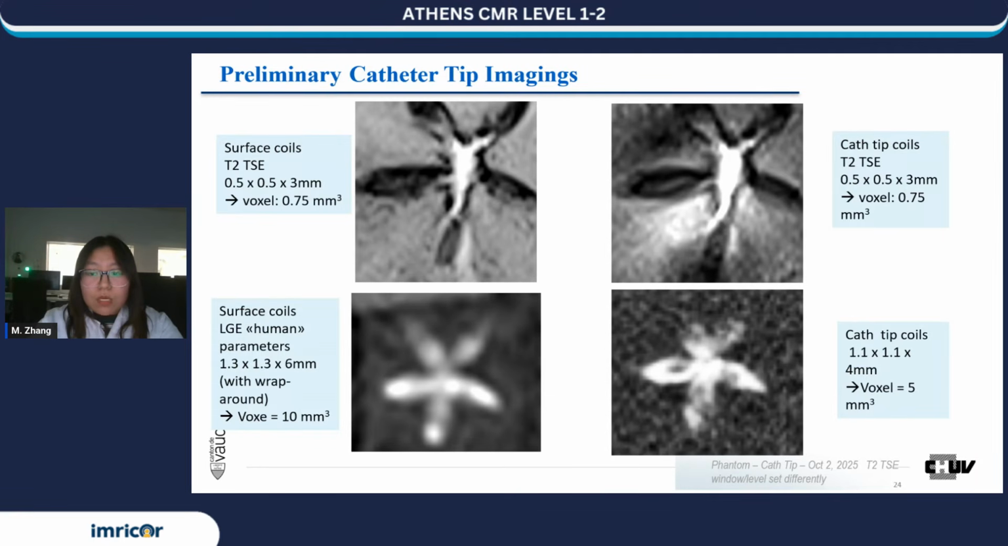For the lower row, we use clinical LGE imaging parameters identical to those used in real patient scans. This surface coil image shows a slightly blurred boundary, and we also notice background artifacts. In contrast, even with a smaller voxel, the catheter tip coil imaging presents much more detail and better localization.